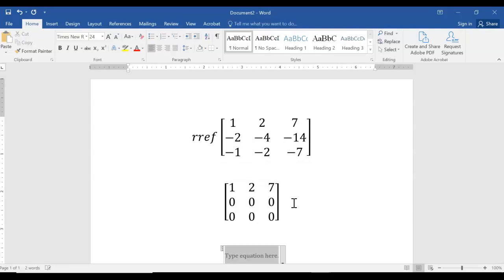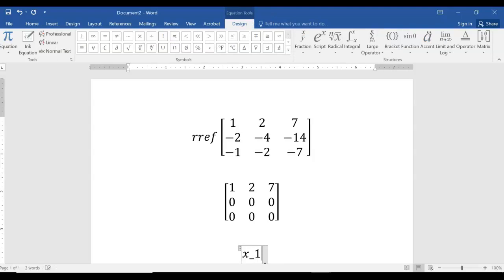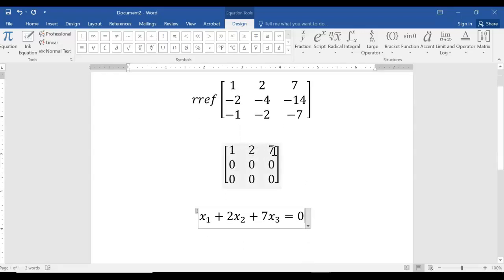Now, the general solution to that is that, well, let me write it out this way. x1 plus 2x2 plus 7x3 is equal to 0. That's what that first line gives me. So if I'm subtracting 2x2 from both sides, and subtracting 7x3 from both sides, what you end up with is that x1 is equal to negative 2x2 minus 7x3. We don't have to add the plus 0 in.